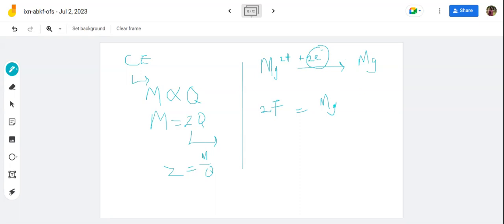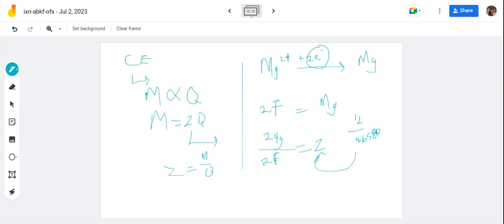And 1 mole of Mg is how much mass? 24 grams. So that means 24 grams of Mg will be discharged by 2 Faradays. And that will give me the Z, the mass over Q. So the Q here is 2 Faradays. So 24 divided by 96500 times 2. That is like 12 divided by 96500, which will give me the Z for magnesium.